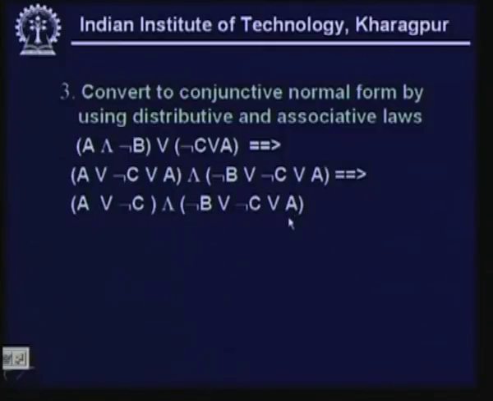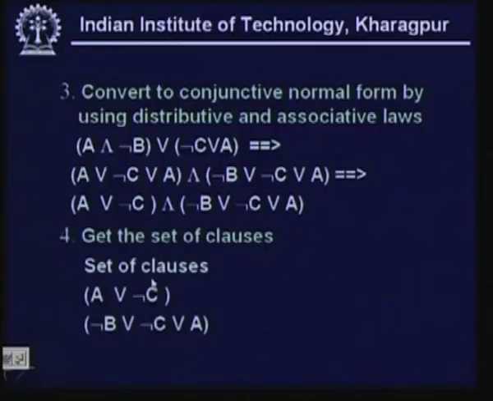Each of these clauses can be looked upon as separate clauses which are true. So, we have to get the set of clauses. A or not C is one clause, not B or not C or A is another clause. Thereby we derived the conjunctive normal form, but the conjunctive normal form consists of a conjunction of individual parts which are themselves in disjunctive normal form. So, they are clauses. We have got two clauses over here. In this way we can convert any particular proposition into the clausal form.